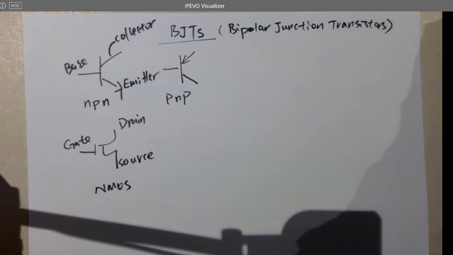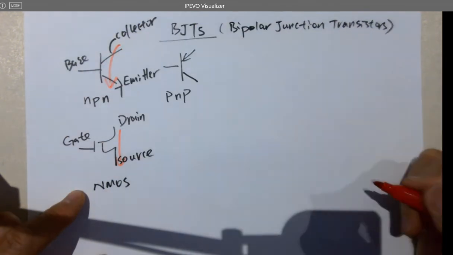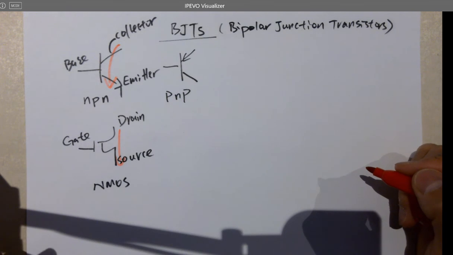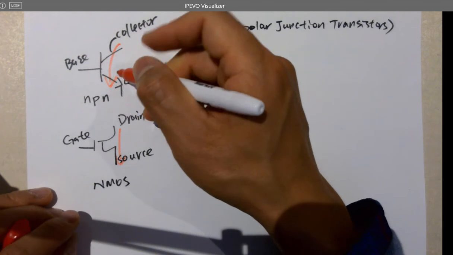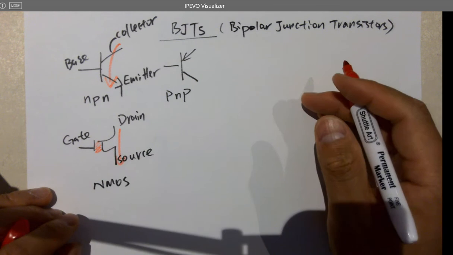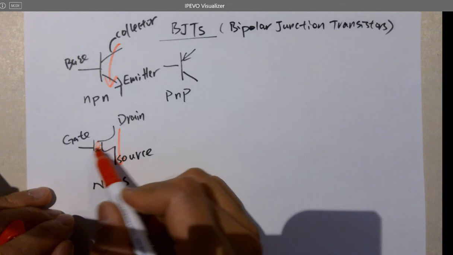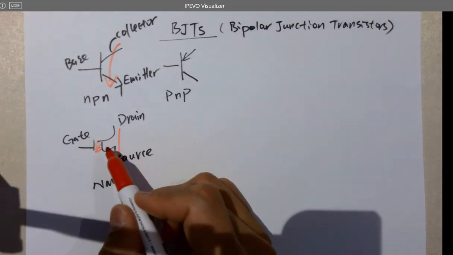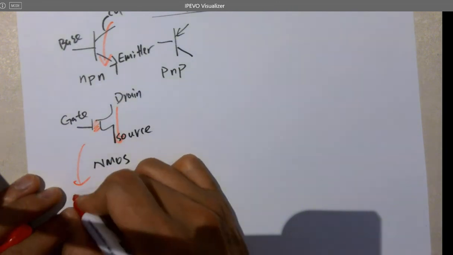So in NMOS, current flows in that direction. In BJTs, current flows in that direction as well. They both behave like a switch. You have to turn it on to allow the current to flow through it. But for the MOSFET, between the gate and the channel, there's a dielectric material, silicon dioxide. So there won't be any static DC current flowing through that transistor to keep it on. So it's controlled by the voltage. So this is a voltage controlled current source.